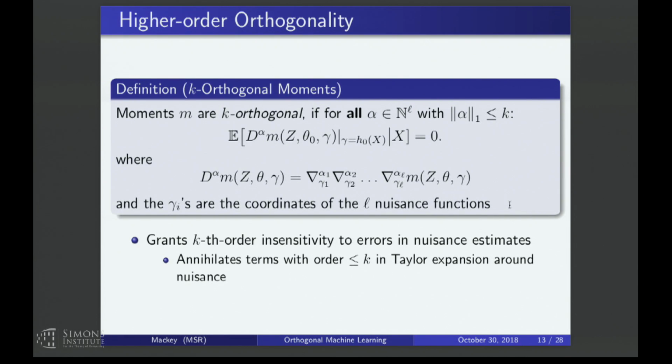So we want your moment function to not just be mean zero and have gradient mean zero. We want higher order differentials to also be mean zero. So we're using the differential operator. Essentially, we're saying partial derivatives of order K and below are zero on average. That's what K order orthogonality is. And again, the intuition is that we want to kill terms in a Taylor expansion around the true value of the nuisance.